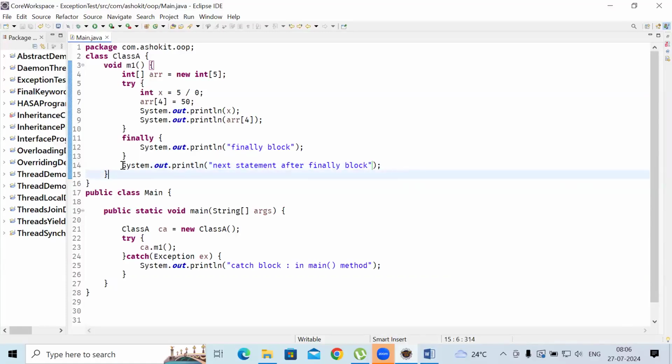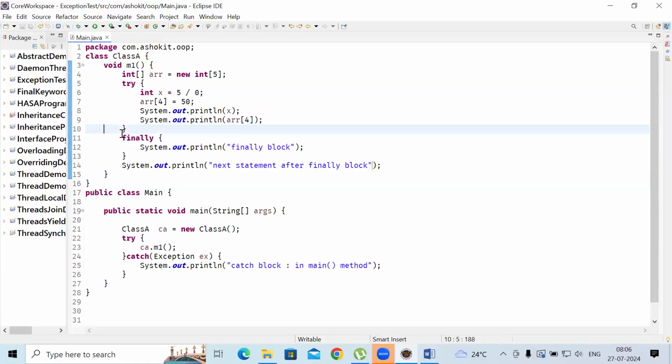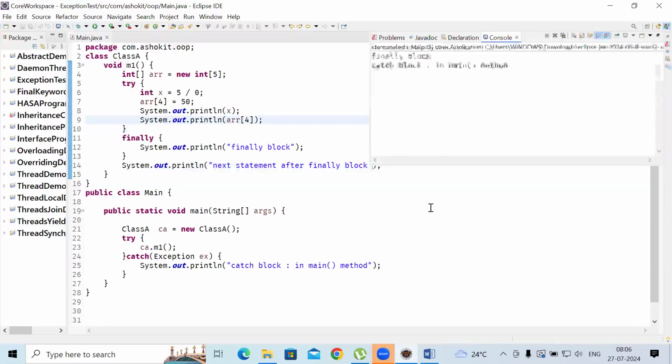Now the question is, if there is any next statement after the finally block, will it execute or not? If an exception occurred in the try block, we know control first searches for the nearest catch block. There is no catch, so it will go to the finally block. After the finally block there is also a statement in my method m1. Will the statement execute or not? Yes, it will be executed. You can see the output here. Will you get the answer called next statement after finally block? No. Am I clear with you?